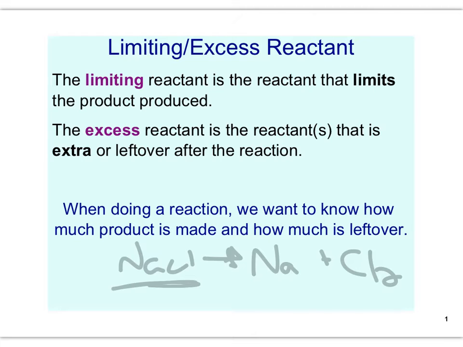So when we're doing chemical reactions, we typically need to look at, is there a reactant that's holding us back? Is there a reactant that's not allowing us to make more of our product? An excess reactant is a reactant that we would have extra of. And I'll get more into this as we look at the next slides.